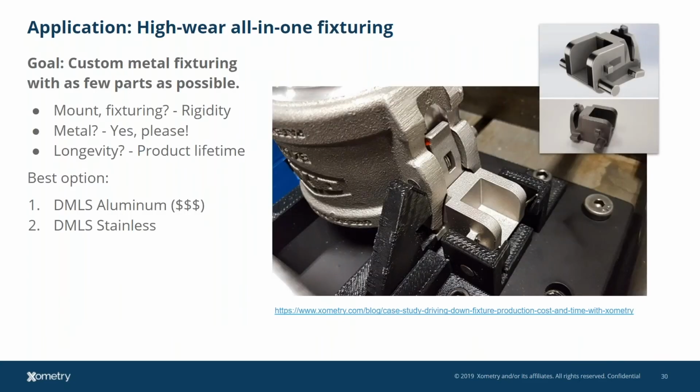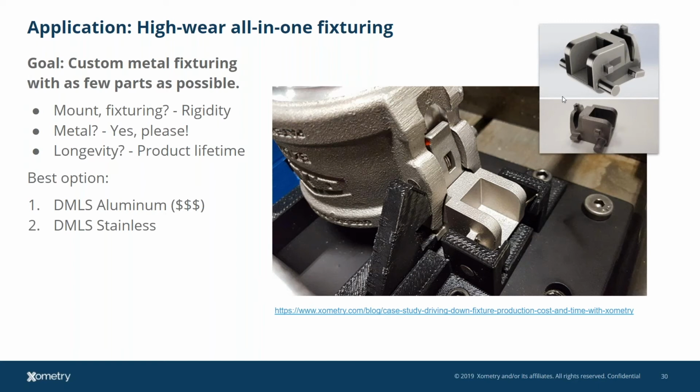The example that I have talking about DMLS is one where a fixture was needed, it needed to be metal, and for the life of it, it just needed to be installed and moved on. The fixture itself has high amounts of complexity, which would make this more expensive for CNC machining.